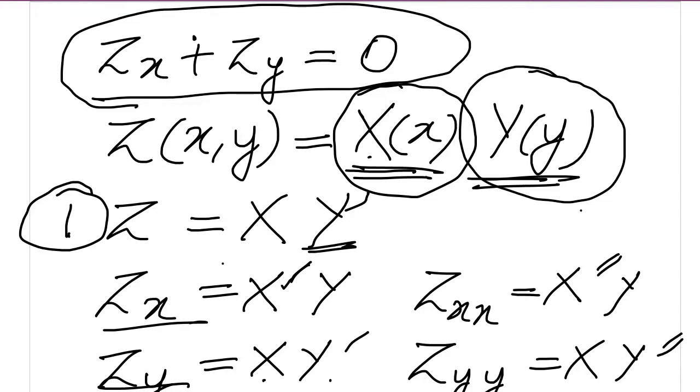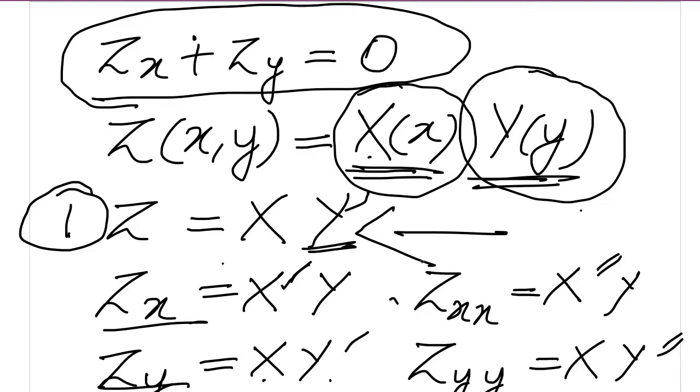one containing capital X terms and the other containing capital Y terms. Now if you solve these two ordinary differential equations, you will get the solutions capital X and capital Y. Back substituting that here, you will get your final solution Z. Now this is the method. We will illustrate this method using an example.